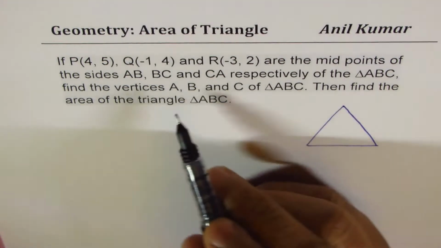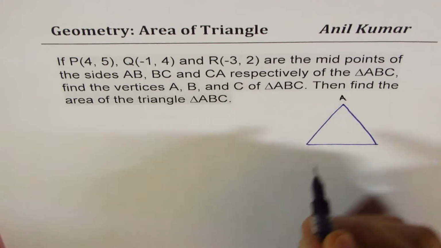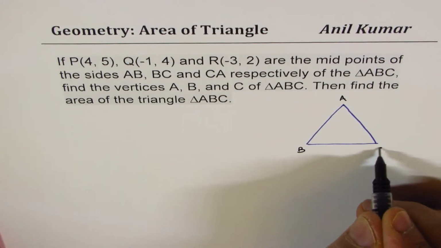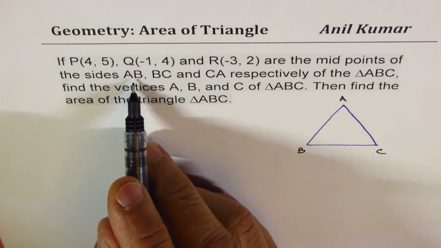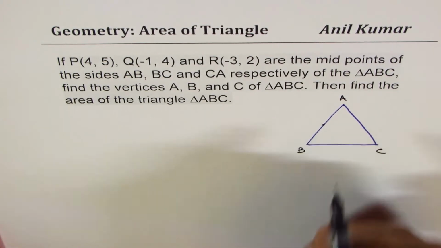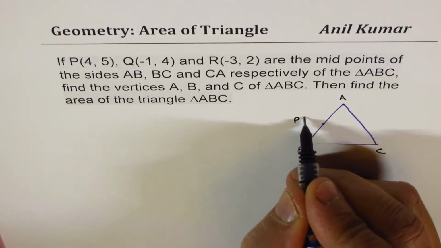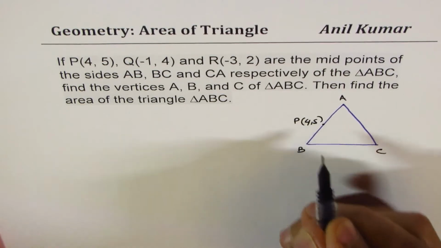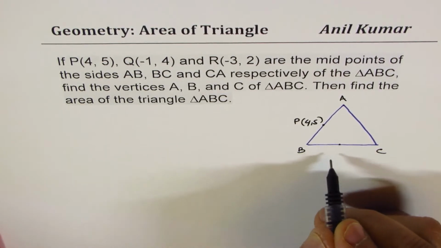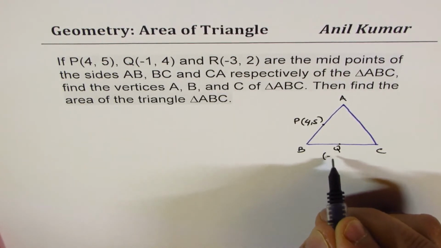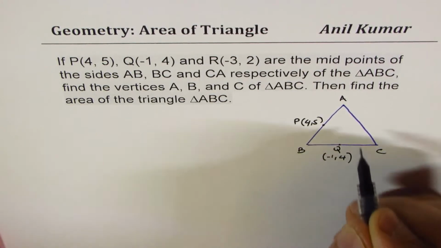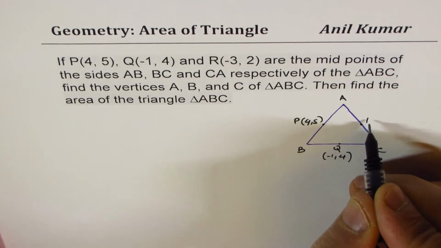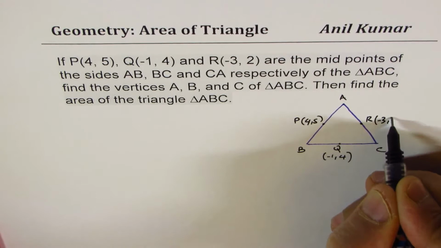So let's say A, B, C, right? So P is the midpoint of AB. So let me write this P as (4, 5), Q as (-1, 4), and R as (-3, 2).